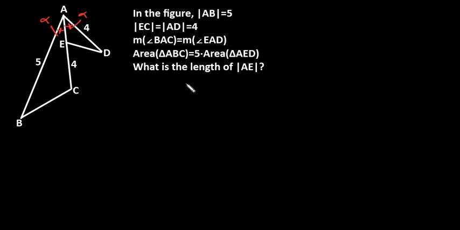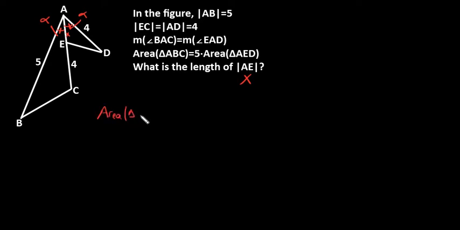Okay, so let's start solving the question. The length of AE is the question. So let's say that the length of AE is equal to x. Let me just write x here. Alright, so let me find the area of ABC using the trigonometric formula.